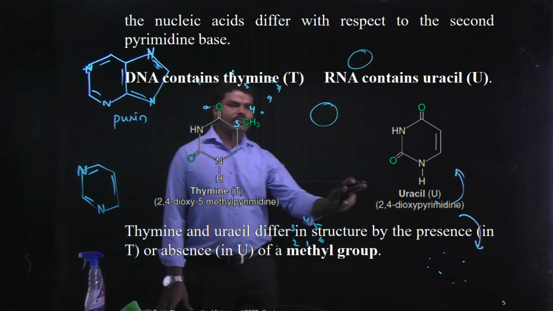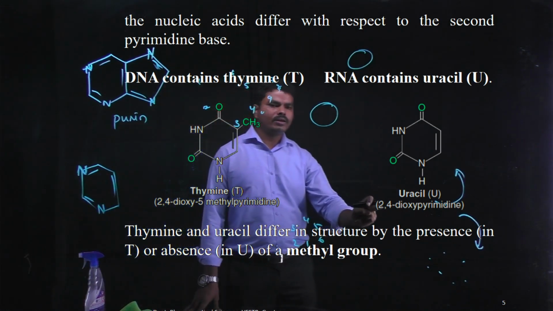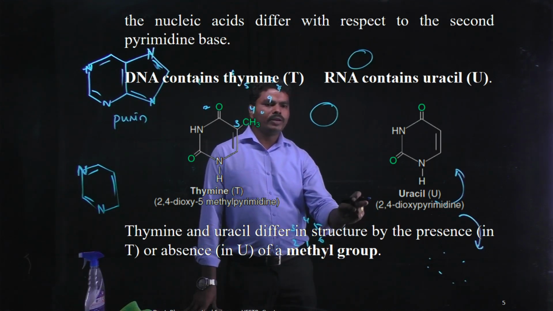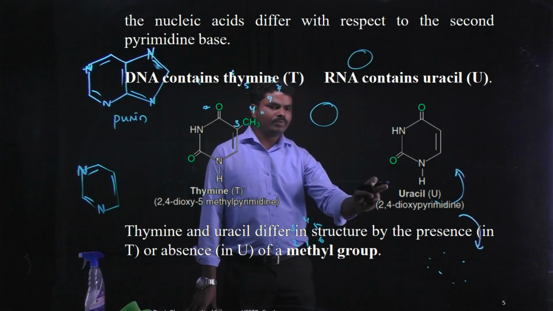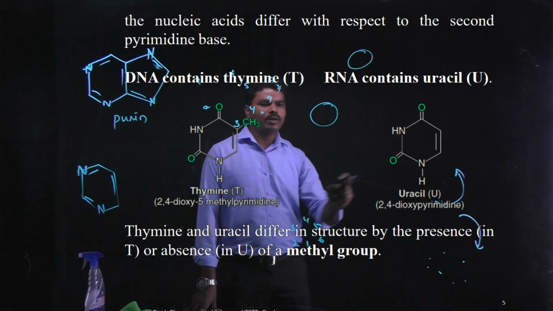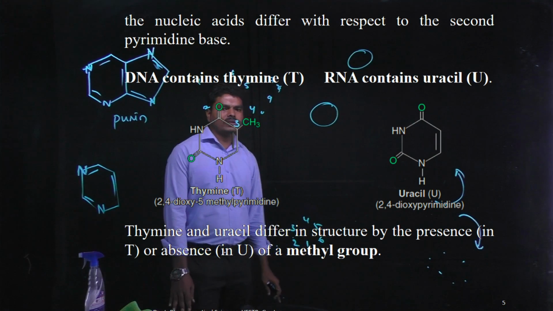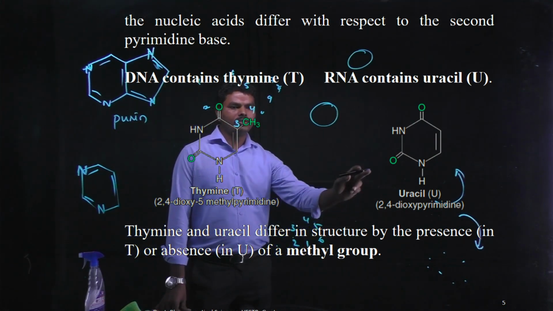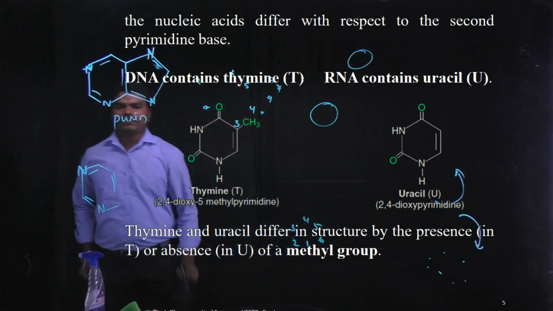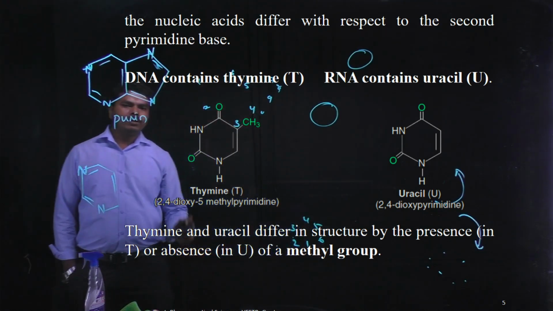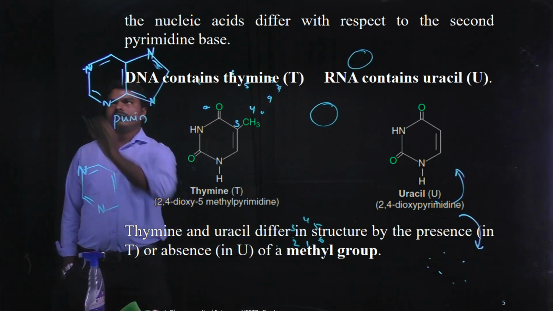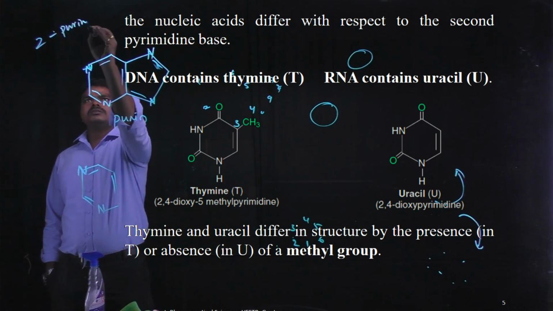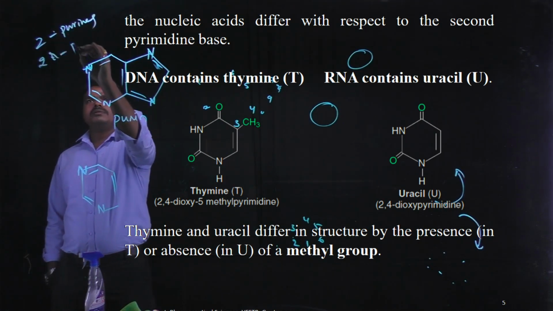Okay, and in case of RNA, the second pyrimidine moiety is uracil. It is also named 2,4-dioxypyrimidine. That means at the second and fourth positions there is a carboxyl group present in the pyrimidine. So that's why it is called 2,4-dioxypyrimidine, also named uracil. So that means there are four types of bases present: two are purines and two are pyrimidines.